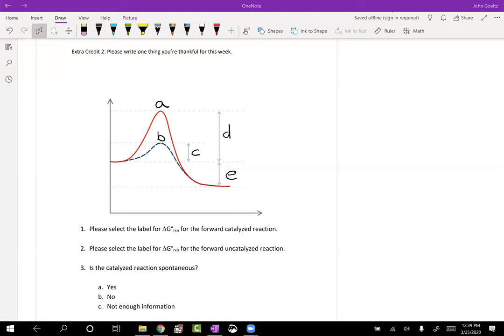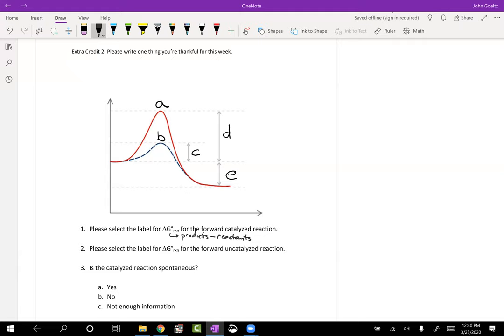Forward catalyzed reaction. What a catalyst does is leave products and reactants the same, but it lowers the transition state. So that's the dashed blue curve here. And I want delta G. Delta G is the difference, basically the products minus reactants. Almost like a Hess's law type thing. So what's the energy difference between the products and the reactants?